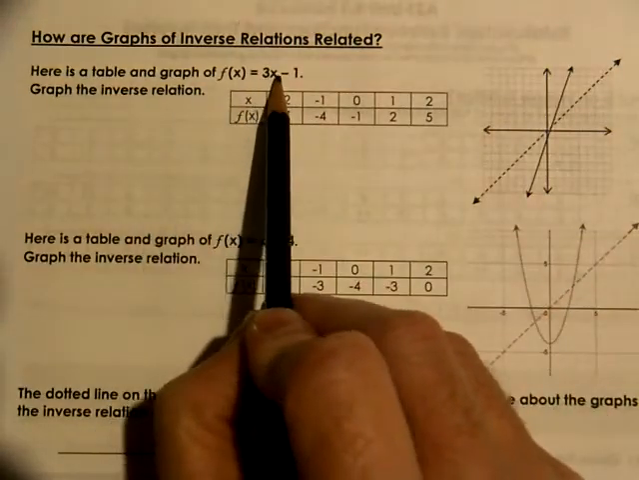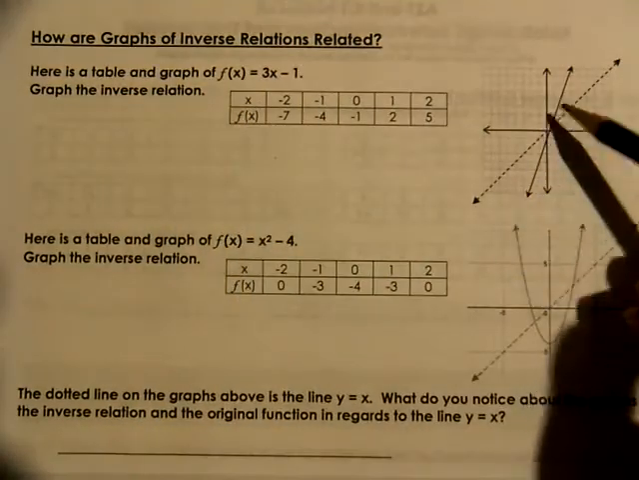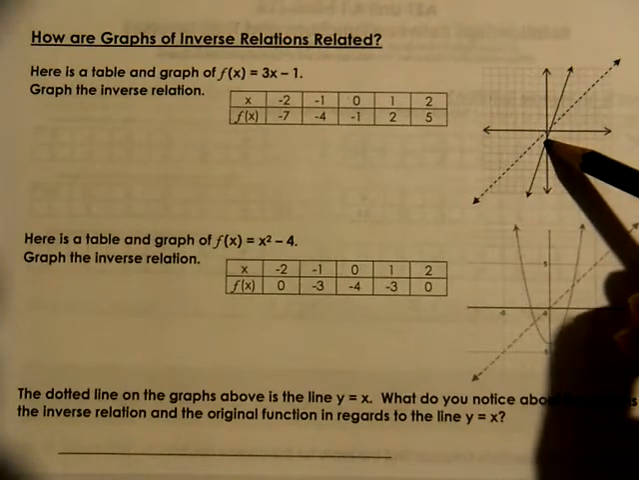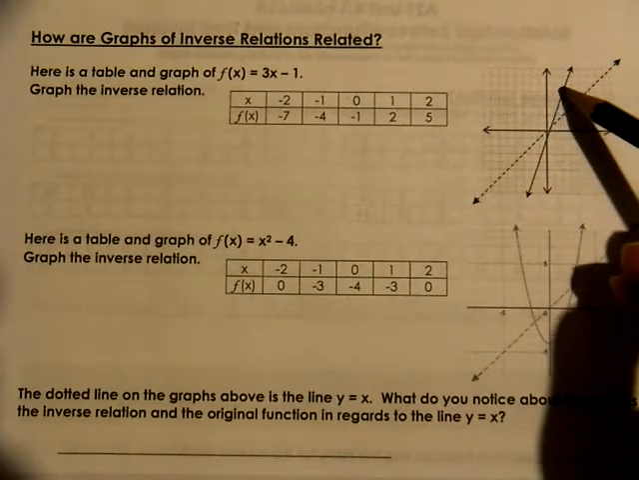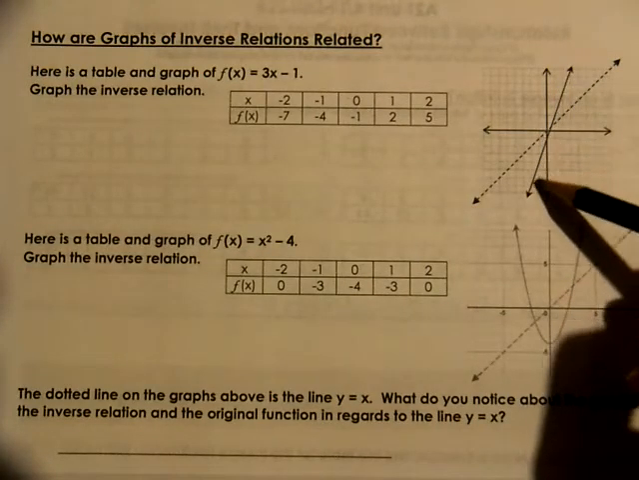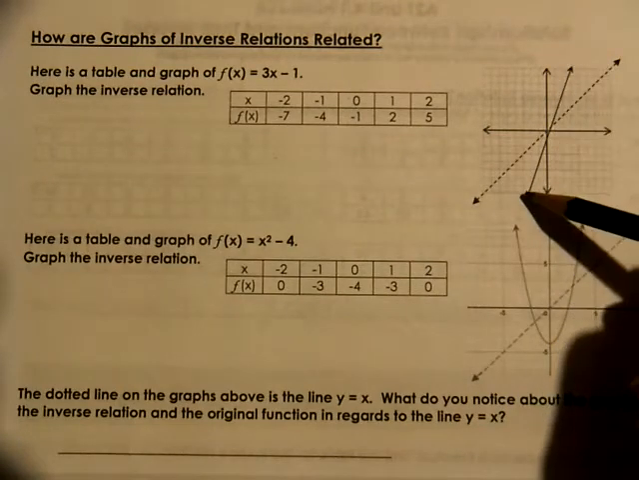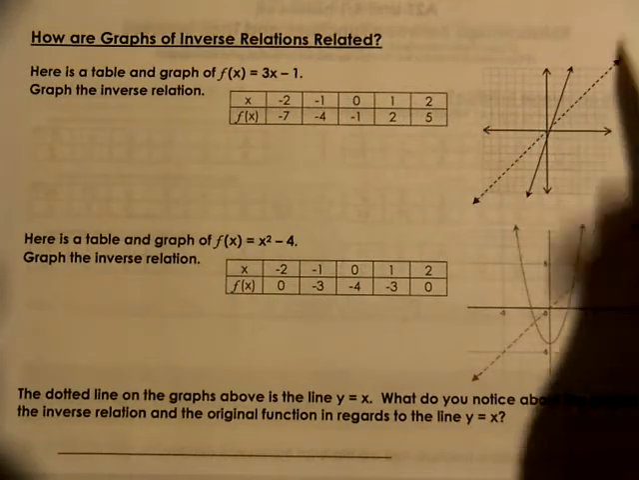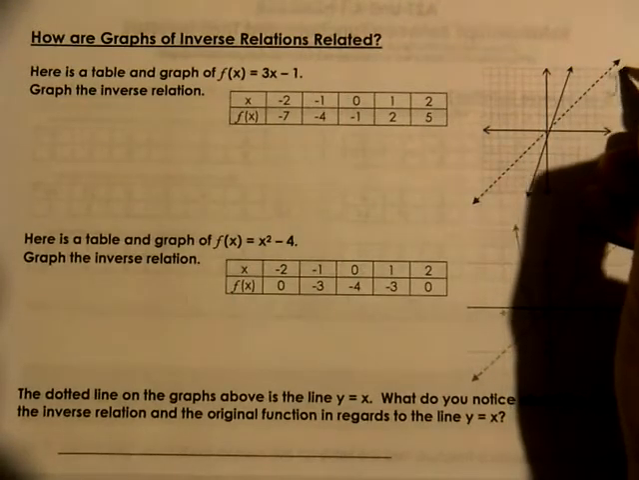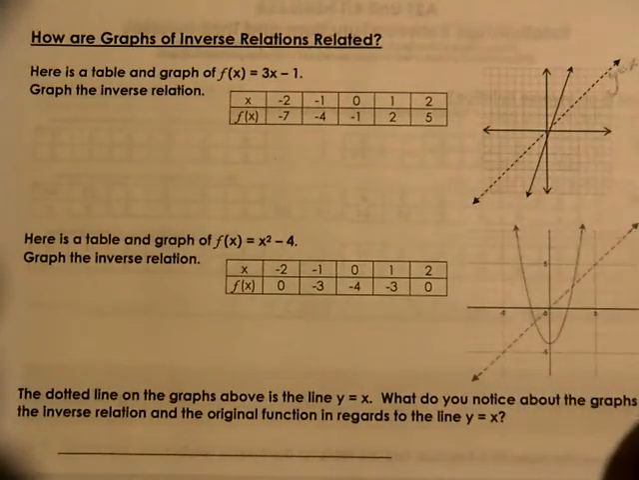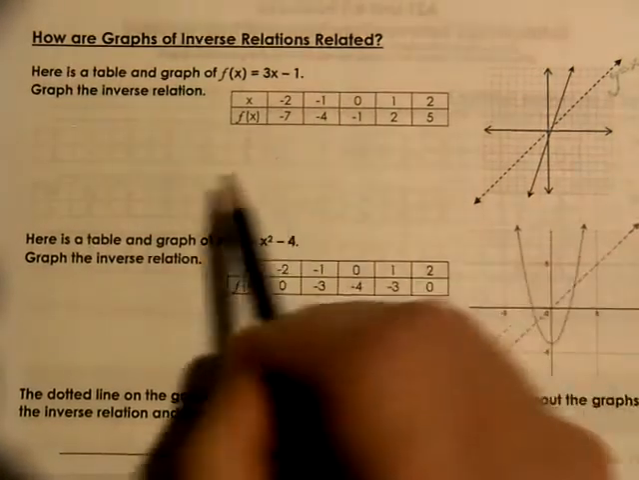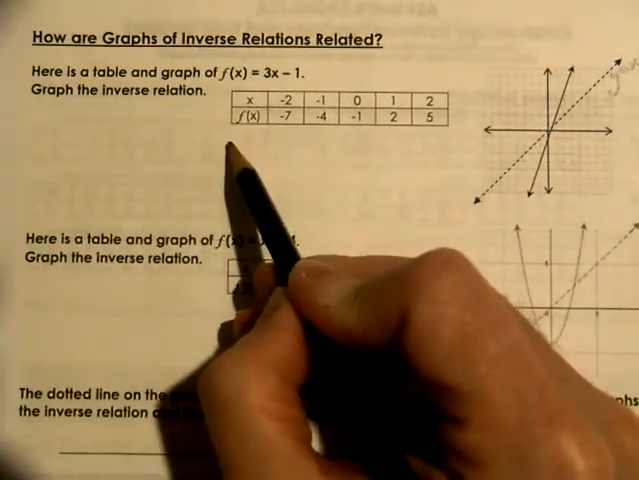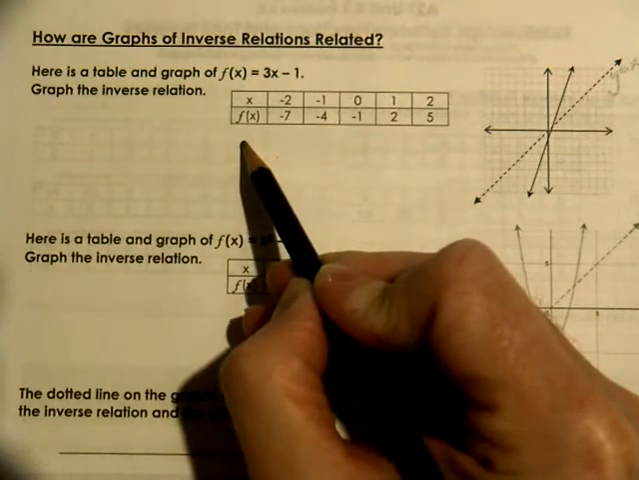We have the line 3x minus 1. So we're down at negative 1, and we have a slope of up 3 over 1, up 3 over 1, down 3 backwards 1, down 3 backwards 1. So we have our equation. We have the line y equals x, and that's our reflection line. So if we're going to graph the inverse, there's a couple different ways we can do this.